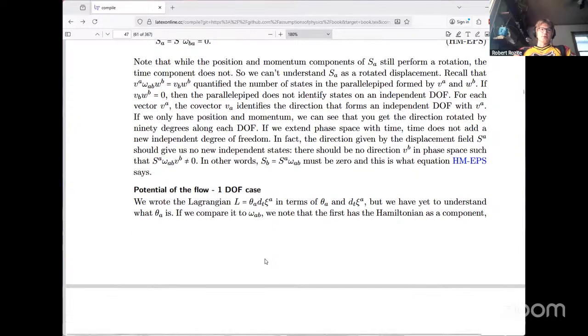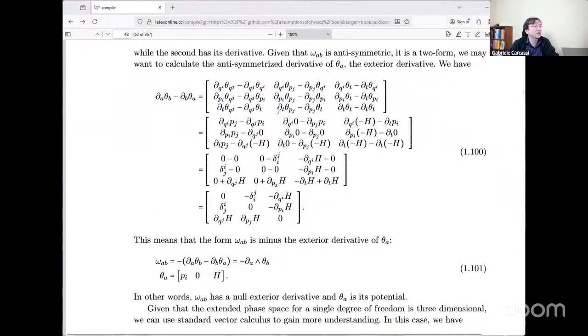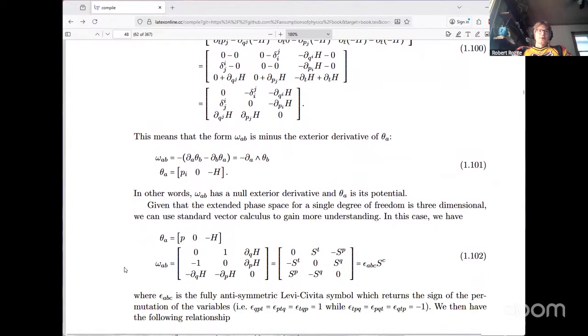Okay, I can continue. We're going to see how it connects to the Lagrangian. Here, the only point is that we found the relationship between the theta A and the omega AB that we found before. This means that the form omega AB is minus the exterior derivative of theta A. In other words, omega AB has a null exterior derivative and theta A is its potential.